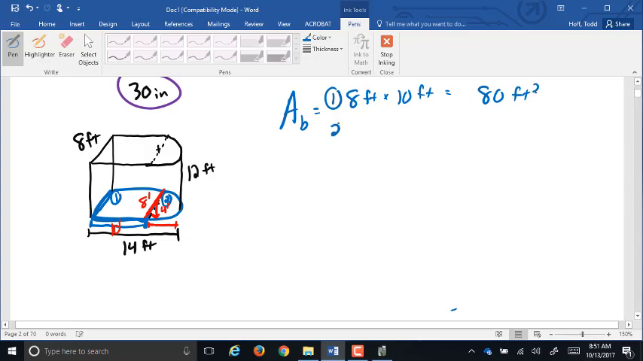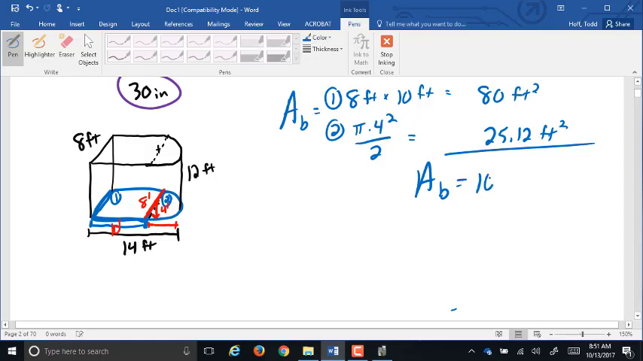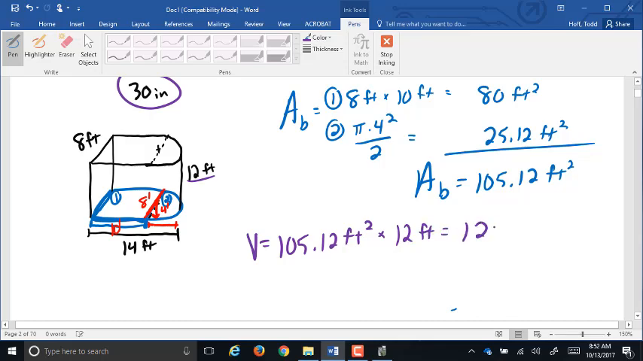Plus we have the half circle, which is pi times 4 squared divided by 2, which is 25.12 square feet, which gives you the area of that base is 105.12 square feet. So then for our volume, is that 105.12 square feet times that height of 12 feet gives you 1,261.44 cubic feet. Is that correct?